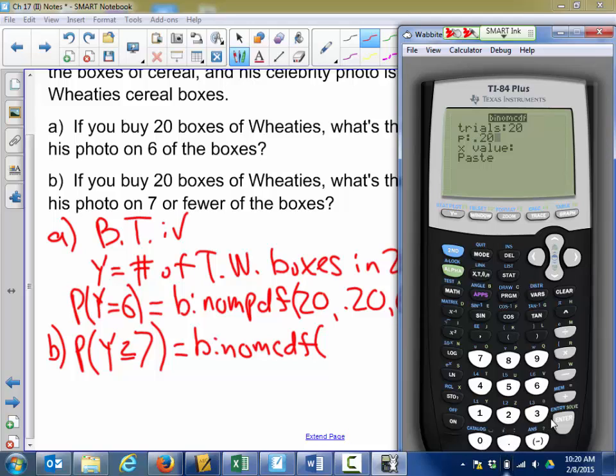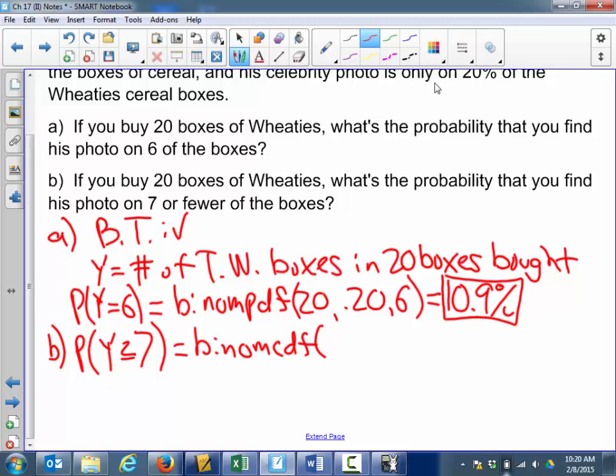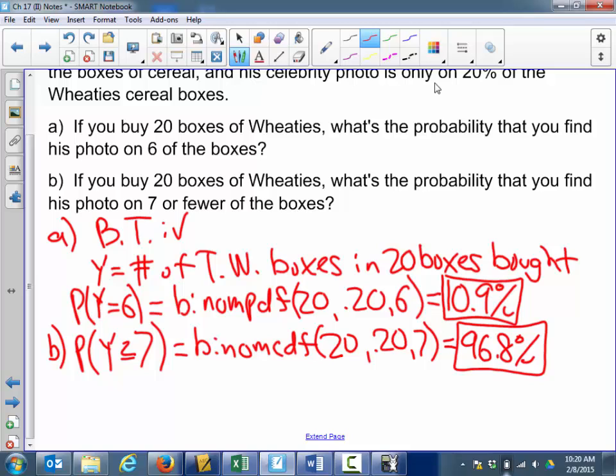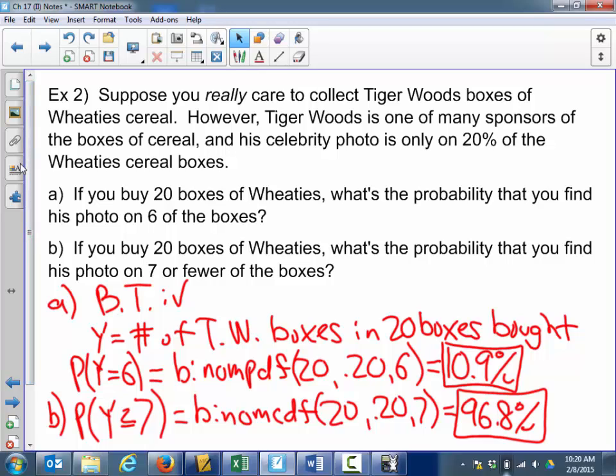Trials is 20. Probability of success is 0.20. X value is 7, and that'll find the 7 or fewer successes. We'll enter this in, and they tell us, whoa, that's a lot, 96.8%. So for 20 trials, on that probability of success, we had a 96.8% chance of finding 7 or fewer boxes of Tiger Woods Wheaties cereal.